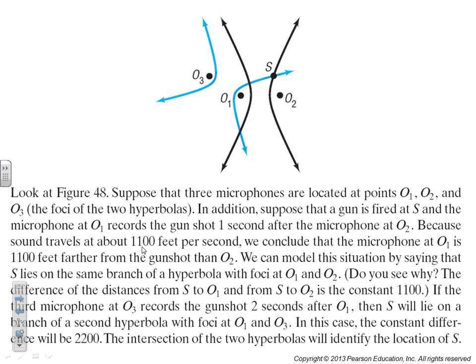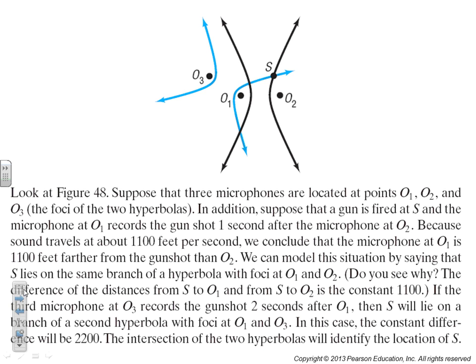Because sound travels at about 1,100 feet per second, we conclude that microphone O1 is 1,100 feet farther from the gunshot than O2. We can model the situation by saying that S lies on the same branch of the hyperbola with foci at O1 and O2. Do you see why? The difference of the distances from S to O1 and from S to O2 is the constant 1,100.